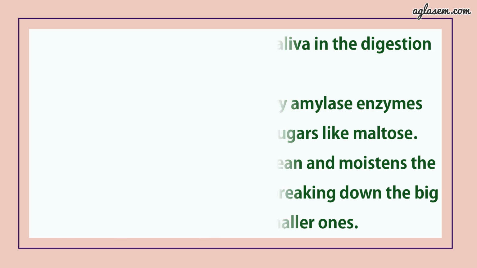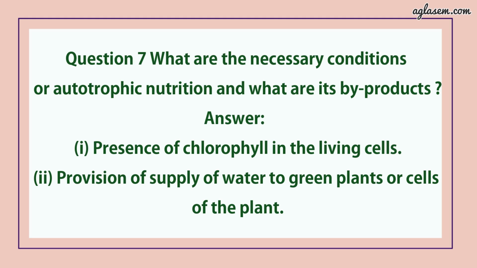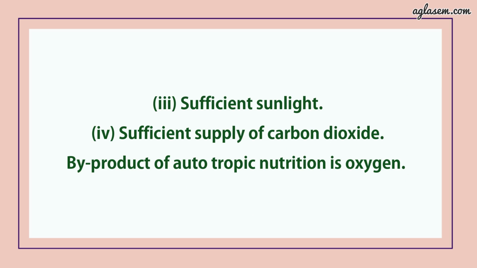Further, question number 7 says, what are the necessary conditions for autotrophic nutrition and what are its byproducts? Answer is, the necessary conditions for autotrophic nutrition are: first, presence of chlorophyll in the living cells. Second, provision of a supply of water to green plants or cells of a plant. Third, sufficient sunlight. Fourth, sufficient supply of carbon dioxide. And the byproduct of autotrophic nutrition is oxygen.